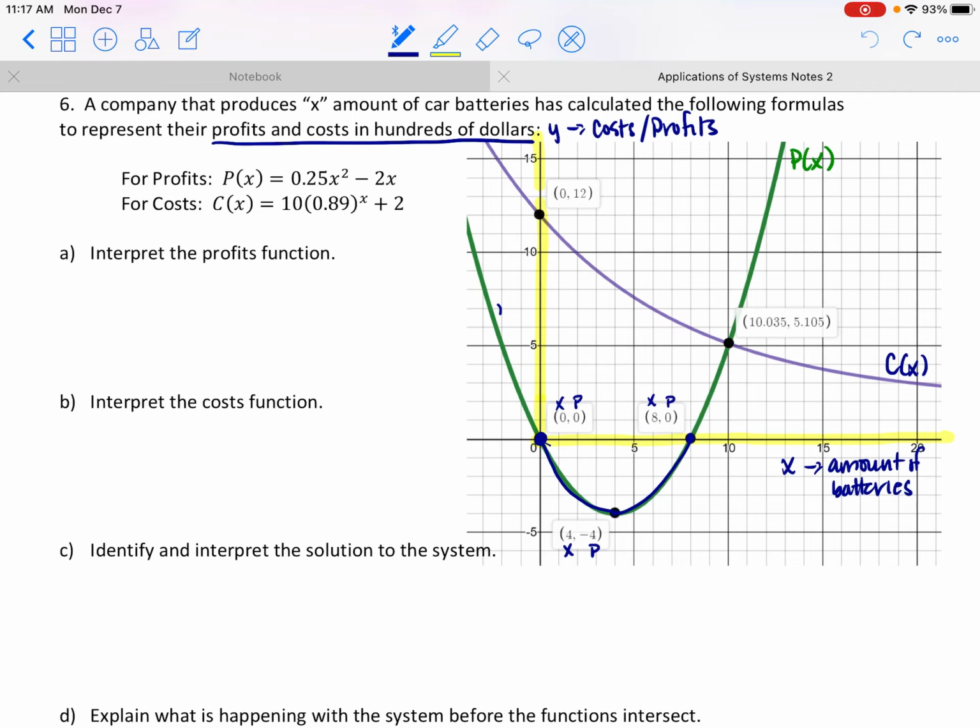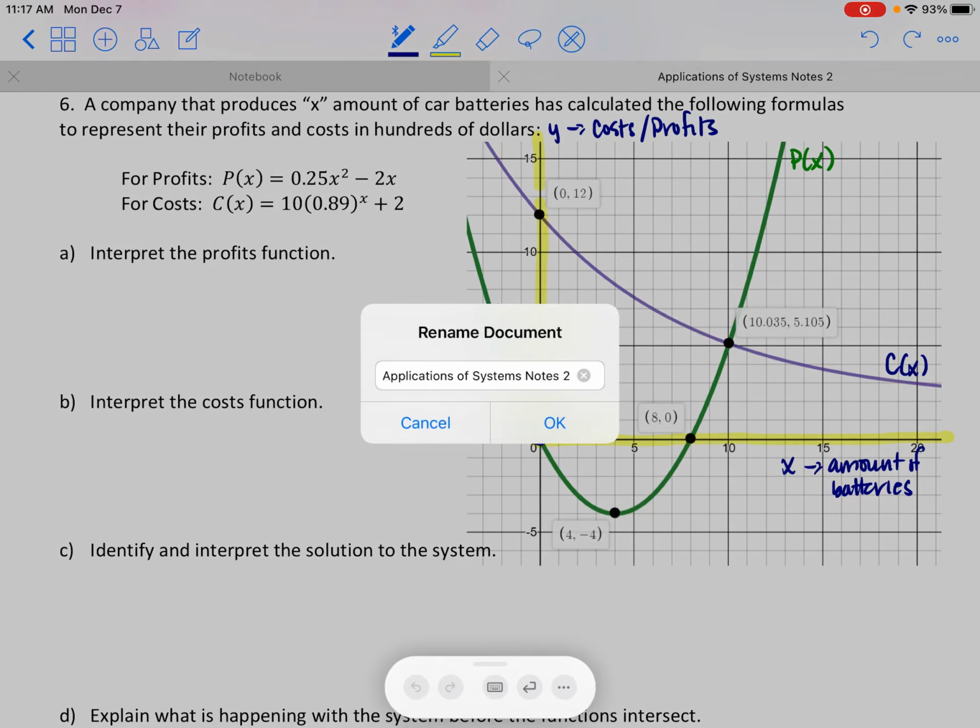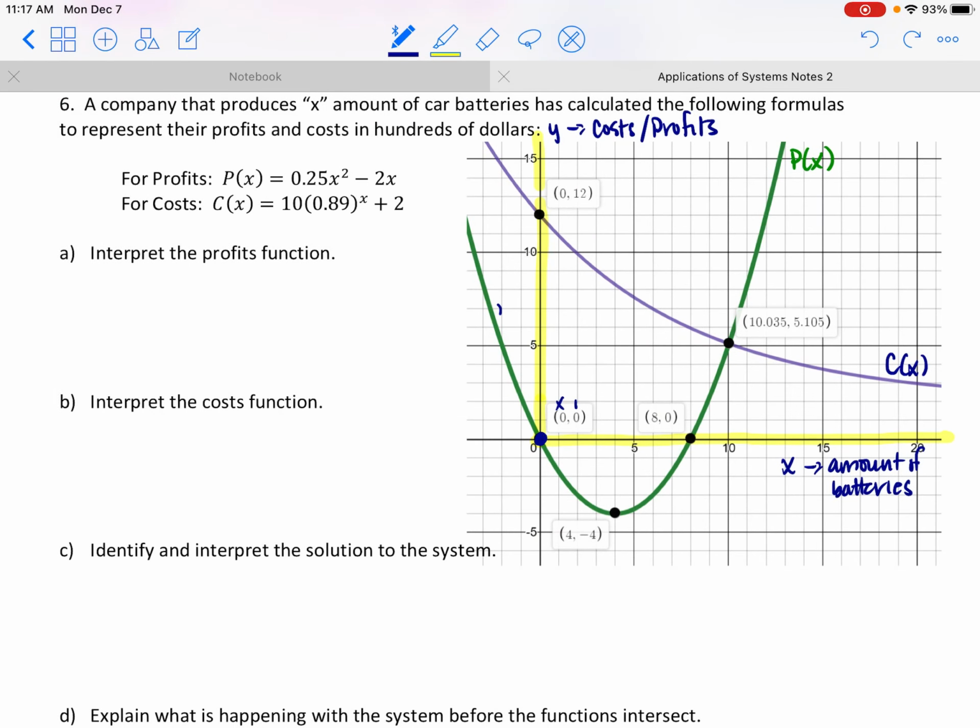So we have a big mess on the picture that I've made. I'm just making a mess here, guys. Okay, so the profits function. We start out with 0 batteries and 0 profits. So to start, there are 0 profits for 0 batteries. Then, as we said, as we move along here, they're producing batteries and losing money, and then the profits start to increase, and they just keep increasing from there.